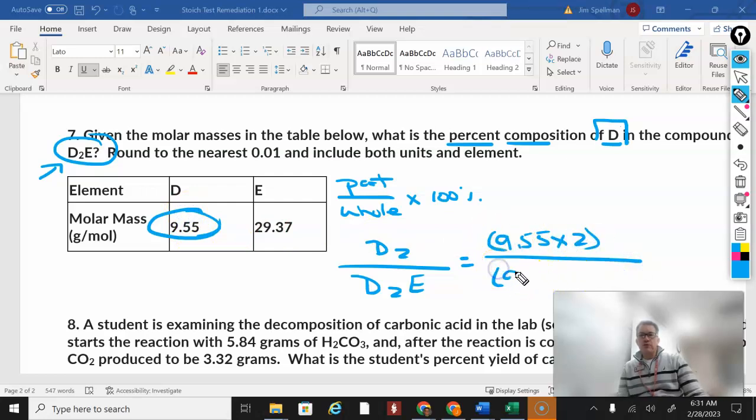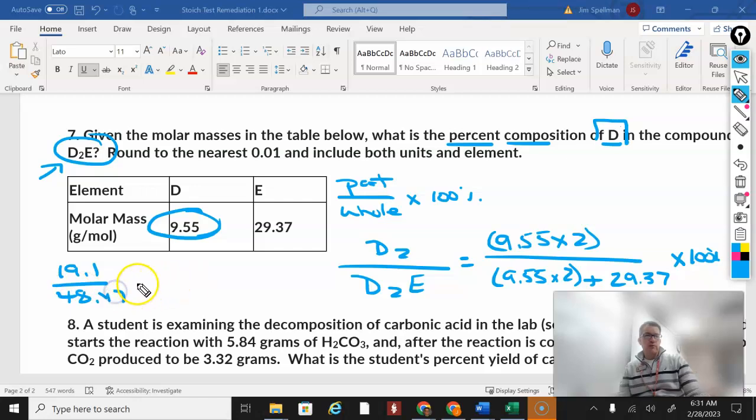And then we need to divide that by 9.55 times 2, which is the two D's, plus the value of E, which is 29.37. Okay. And then we need to multiply that by 100%. Get that into our calculator. We're going to get 19.1 over 48.47.